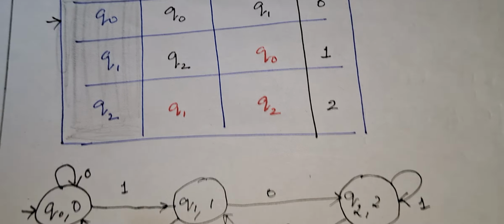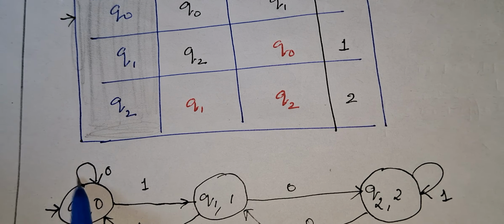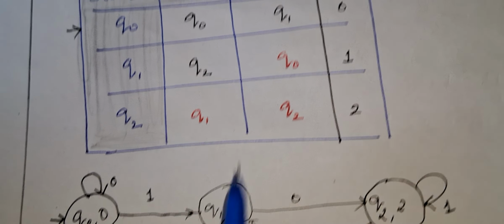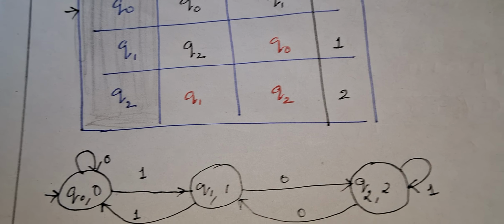Then you can draw the automata. Q0 will produce output 0, so Q0, comma 0. Then Q0 while seeing 0 is moving to Q0, so a self loop. Q0 while seeing 1 is moving to Q1. Then complete the diagram.